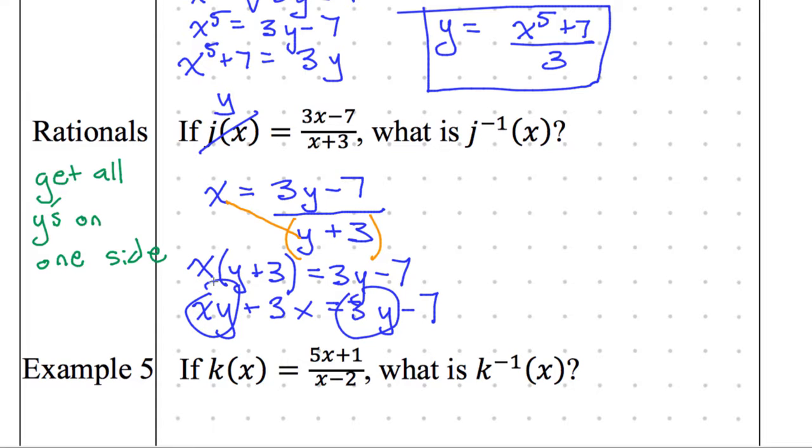Everything else, just like my room when I was in 2nd grade, I would throw to my sister's side. We're going to throw all that other stuff to the other side. So I'm going to get this 3y onto the left side by subtracting 3y from both sides. So I'm going to rewrite this left-hand side. It is now xy. There was the original xy.